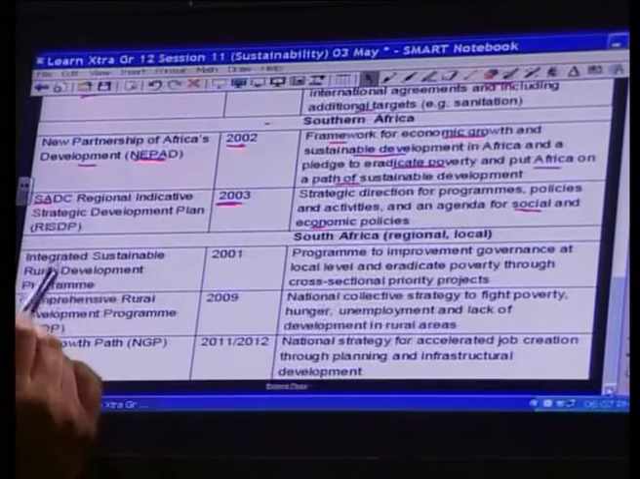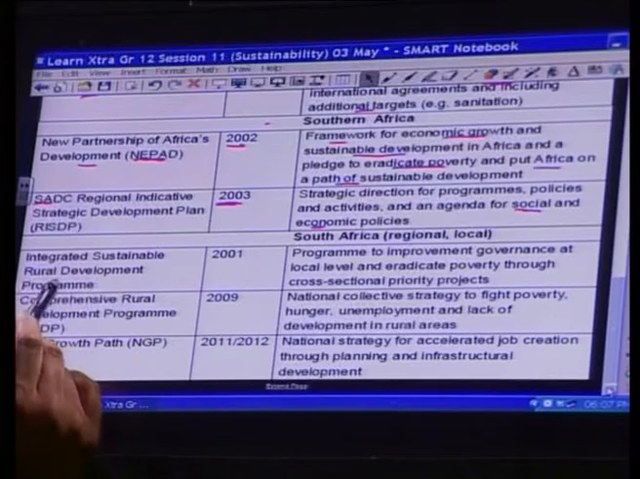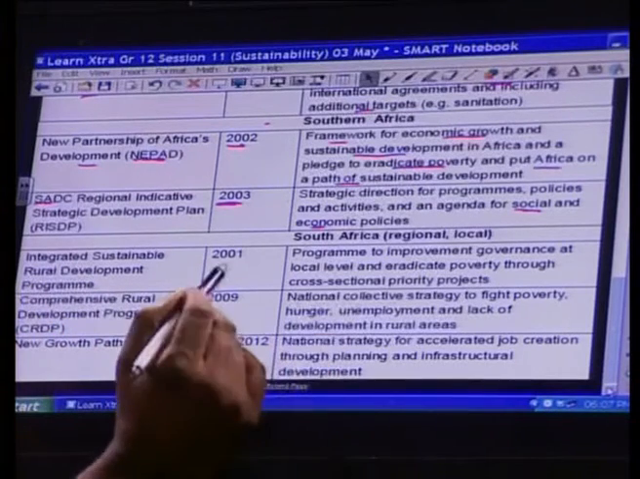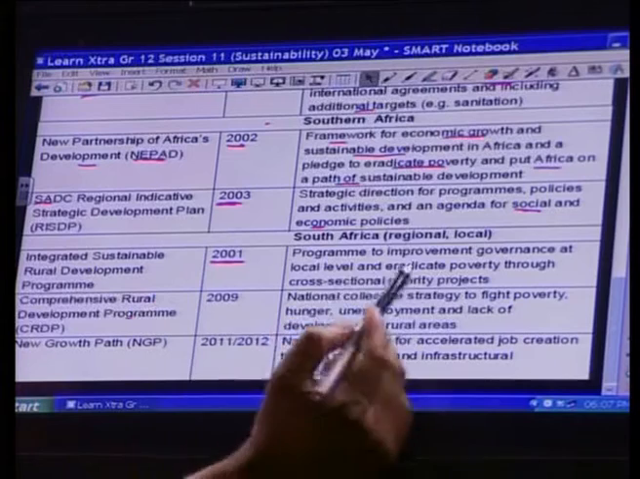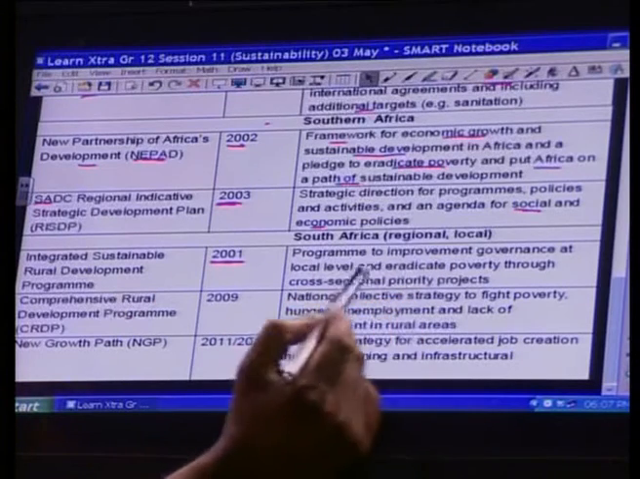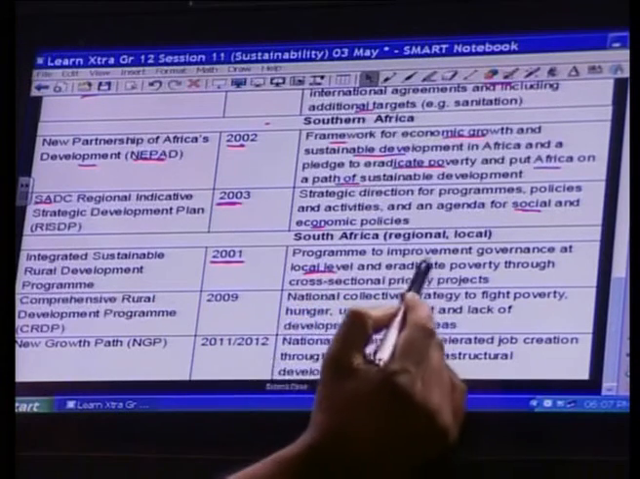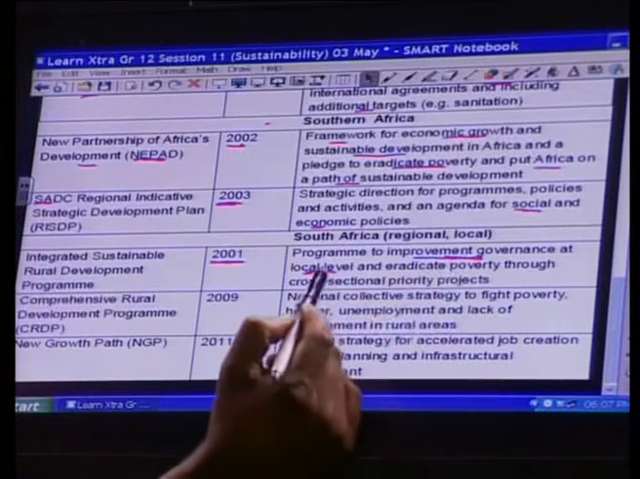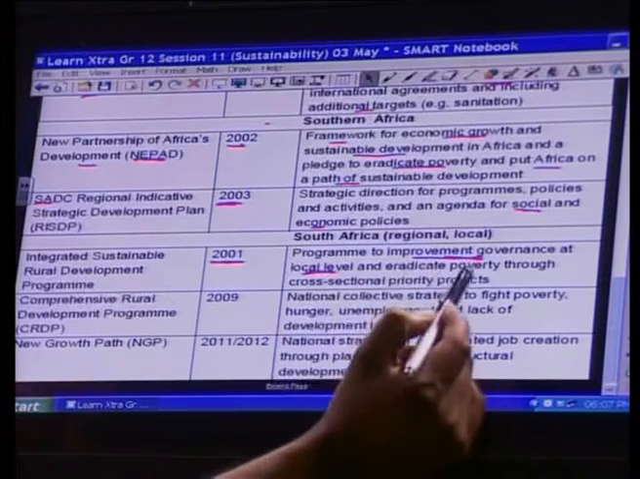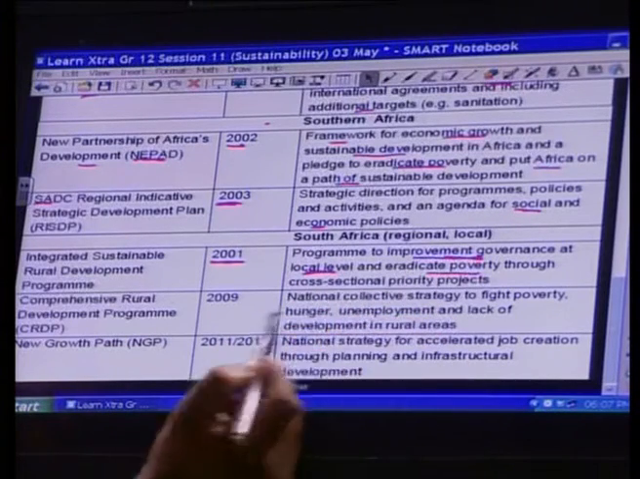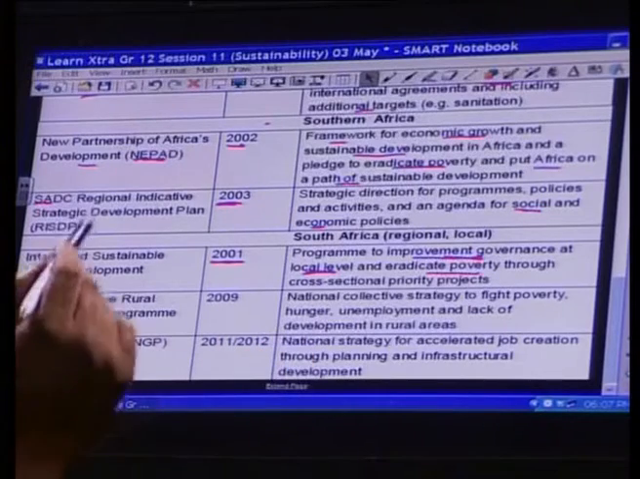Moving further, Integrated Sustainable Rural Development Programs, or ISRDP. Again, note the date. A program to improve governance at local level and eradicate poverty through cross-sectoral priority projects. Note that these projects are moving from a global scale to a continental scale, and then to a regional scale, example, South Africa, and then to a local scale, to a specific area within a province.